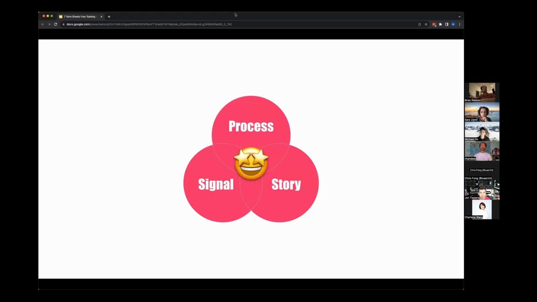Your story really impacts the process that you're going to run. You want to make sure that your signal matches the story that you're telling. And something that most founders don't realize is that diligence on you starts on day one. How you run your process also tells an investor a lot about how you run sales, because fundraising is very much a sales process.